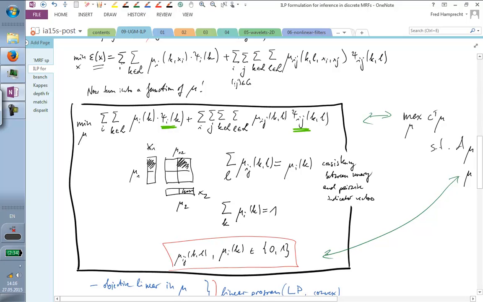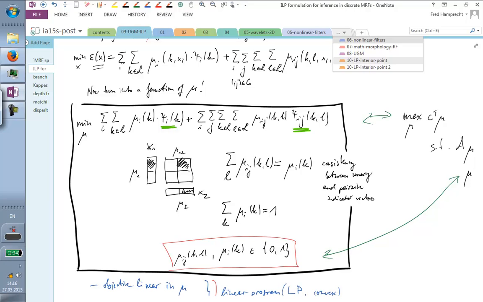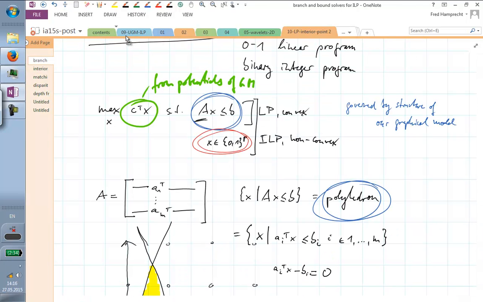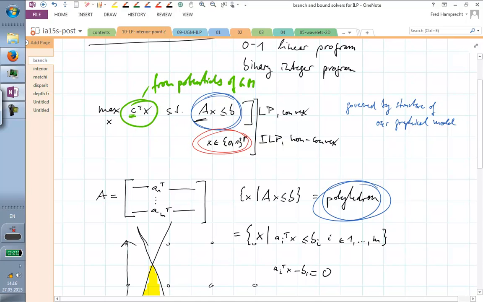So for example, if we now change the observed data, this will change our unary potentials, so it will change the vector C. Or if we change, let's say, the strength of the smoothness prior that we want to impose, this will also change the value C.